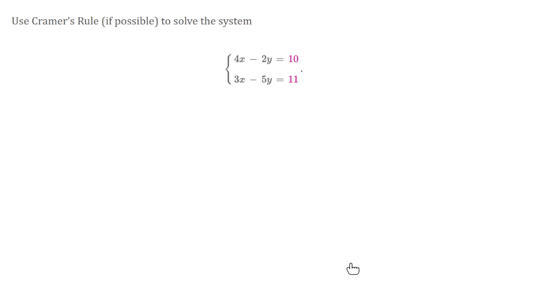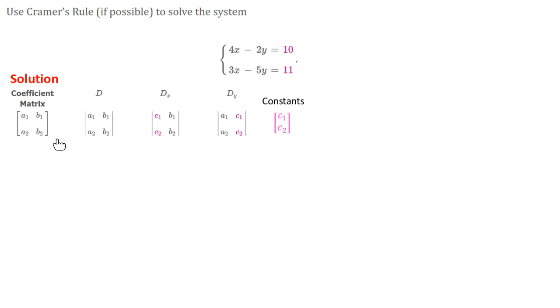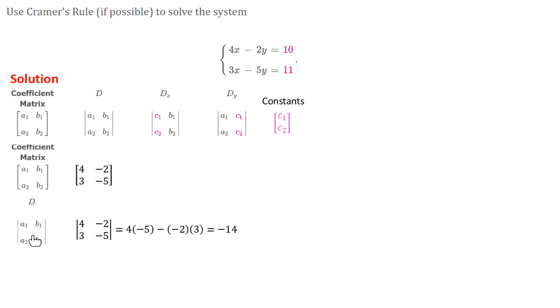Here's my system. I'm just going to gather everything that I need. So these are the things that I need to use. And so here's my coefficient matrix, 4, -2, and 3, and -5. I need to find the determinant of this matrix. 4 times -5 is -20, and then -2 times 3 is -6, and negative is +6, so we get a -14.